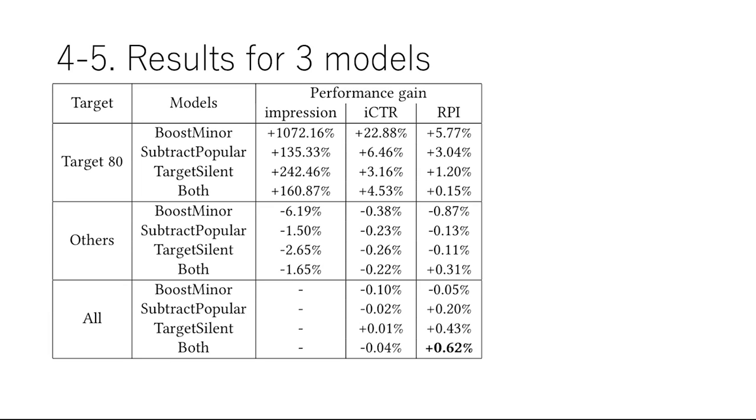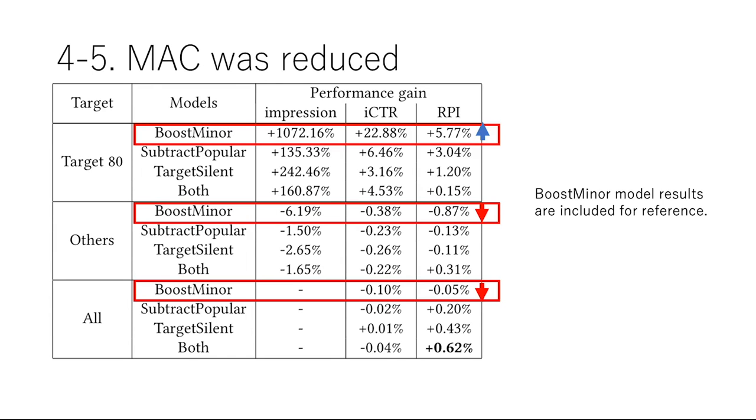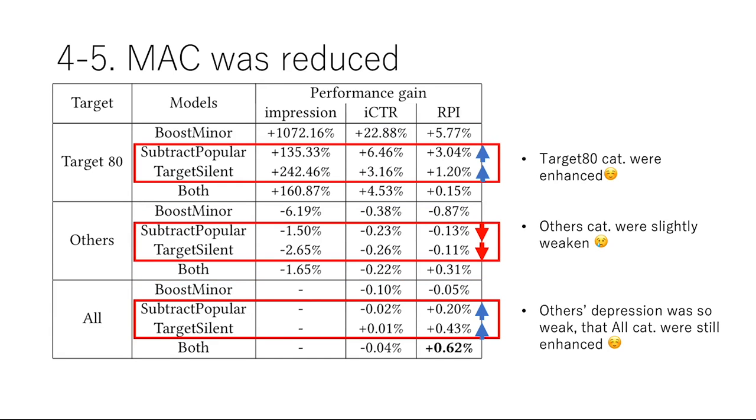And the result is like that. Target 80 was increased, but others were decreased too much. So the total result was negative. This is the previous result. However, in the SubtractPopular model and TargetSilent model, the Target 80 category was also enhanced, and other categories were slightly weakened. And this is an important point: the other categories' depressions were so weak that all categories were still enhanced.